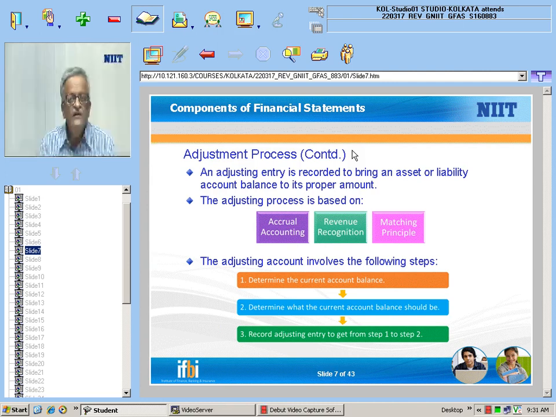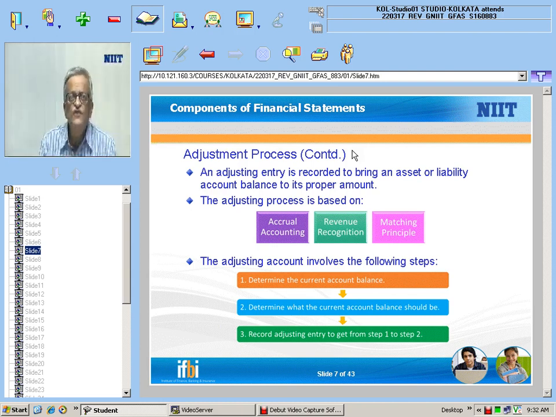Similarly, we have to take care of all the deferrals. If money is received in advance, we cannot take it to the income account. Similarly, if money is paid in advance, a prepayment, then also we cannot debit our expenditure account. So these are two important things we must understand. You can see the adjustment process is based on accrual accounting, revenue recognition and the matching principle.